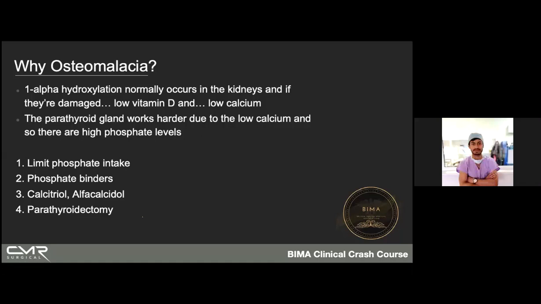And the way that we try to cut down on those is the first thing that we try to do for pretty much every single condition that's systemic: we try to have some sort of dietary control, and we try to modify our diet. So we try to limit phosphate intake. And the second way we would try to combat this would be to use phosphate binders.